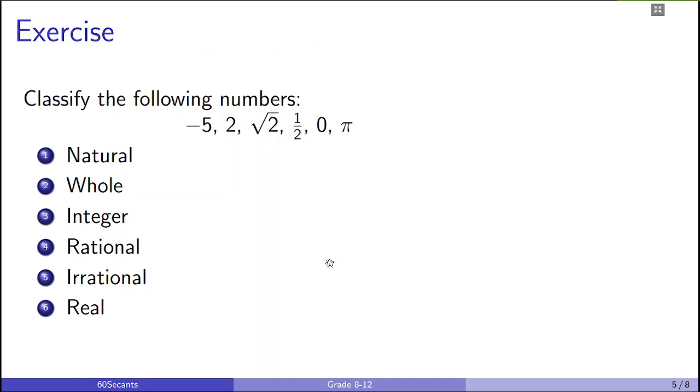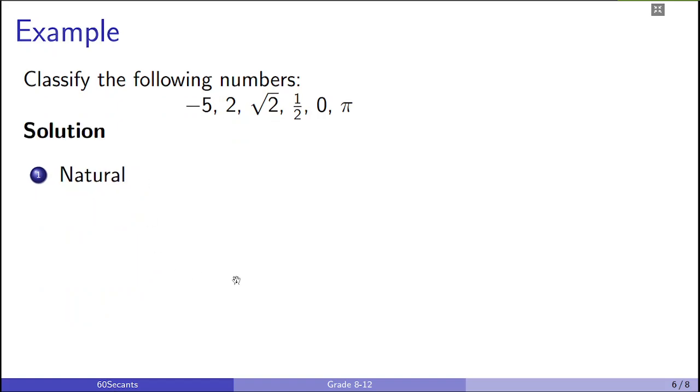Okay, let's quickly look at an example here, just to get a gist of everything. So here, the question says we must classify these numbers. So we're given a list of numbers here. We have a -5, a 2, square root of 2, a half, a 0, and a pi. Right? We all know pi, right? Now, you should classify it as one of those number types here.